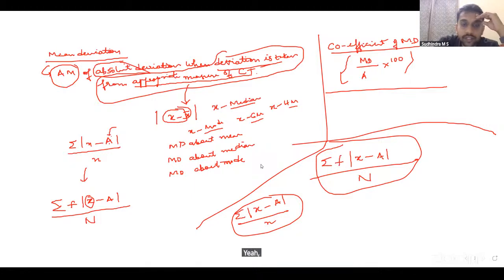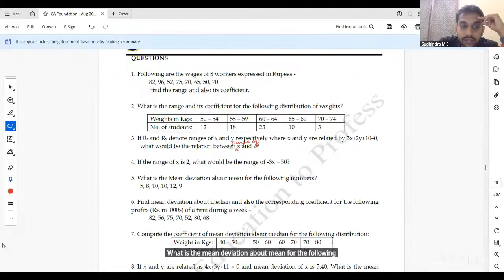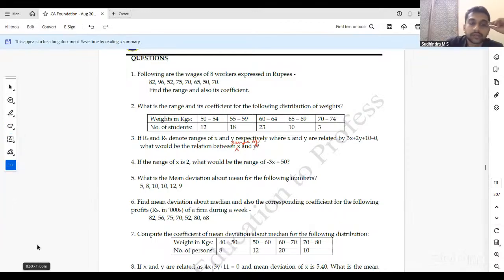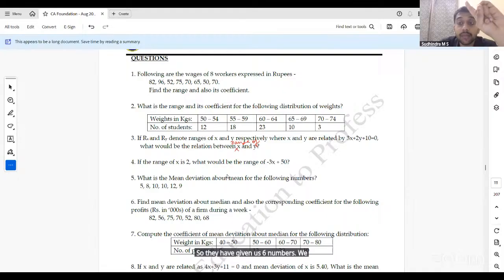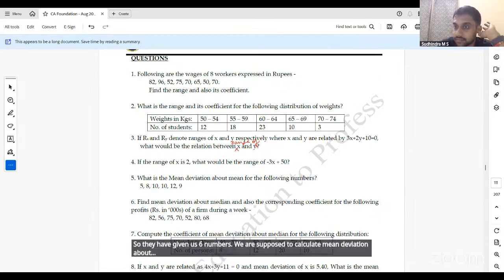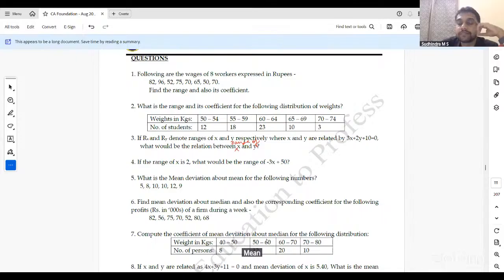Come back to the material. We have question number 5. What is the mean deviation about mean for the following numbers? They have given us 6 numbers. We are supposed to calculate mean deviation about mean. So we know the formula. Just try and apply the formula. Anyhow, we'll discuss. Not to worry.